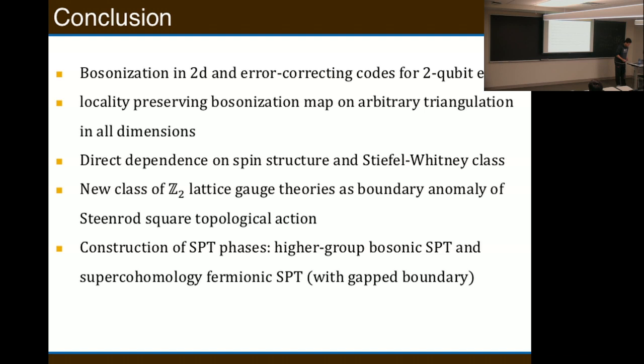Okay, so this is the final slide. In my talk, we have shown that in 2D, we can do the bosonization, which can correct all 2D error. This bosonization map preserves locality and can be generalized to arbitrary triangulation in all dimensions. The construction requires a spin structure. And we can calculate the space-time action, and then we arrive at a new kind of lattice gauge theory with a topological term called the Steenrod square. And we can use this bosonization to construct various higher-group bosonic SPTs or supercohomology fermionic SPTs, and also with some gapped boundary by Prem, Sheng-Jie, and Witten.